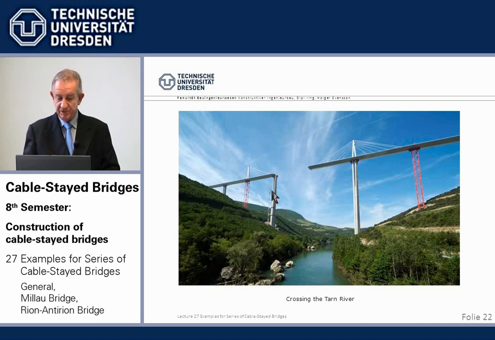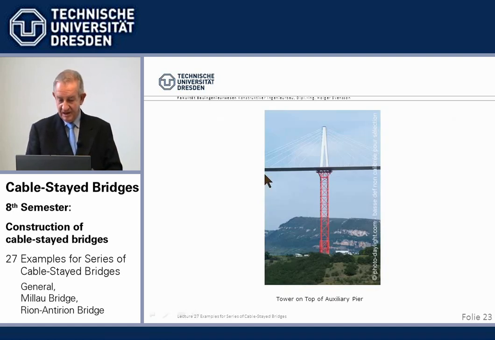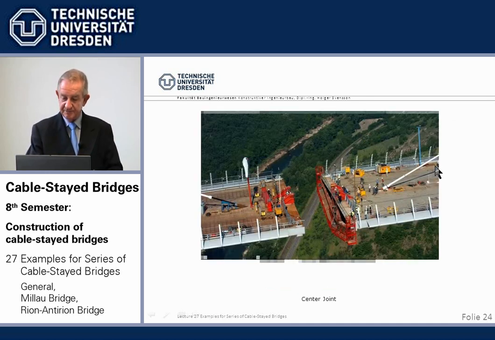Now when we reach the Tarn, thank God we do not have to place an auxiliary pier into the river, because we can do half from one side and half from the other side. So we don't need an auxiliary pier there in the center span. Here is again an example where it so happens this auxiliary tower sits on top of an auxiliary pier, but that's temporary. It moves along and the beam can take it.